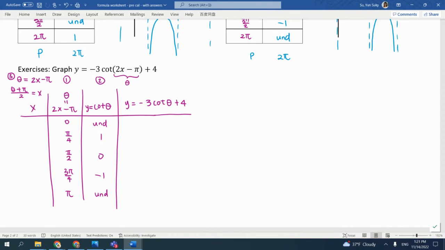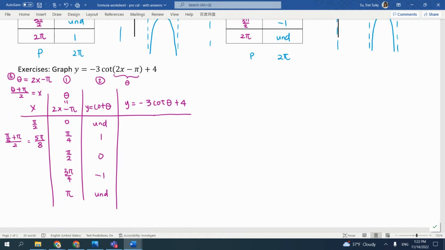Is that okay, everybody? Okay, so plug in the different theta values. When we plug in theta is 0, what's x? Pi over 2. And when you plug in theta is pi over 4, what's pi over 4 plus pi? 5 pi over 4, and then divided by 2, 5 pi over 8.